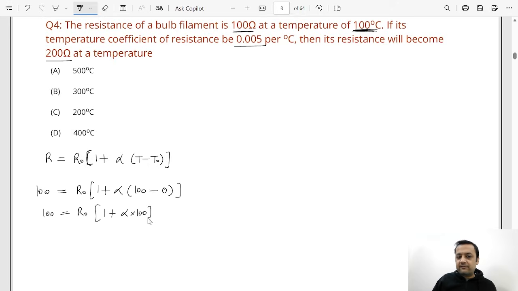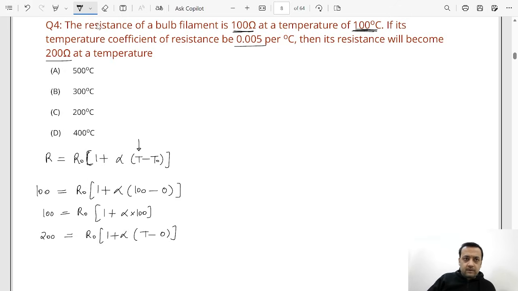That is the first equation that we will make. Now the question is asking when the resistance will become 200 ohm. So I will put R as 200, and the temperature I have to calculate. So 200 = R0(1 + α(T − 0)).